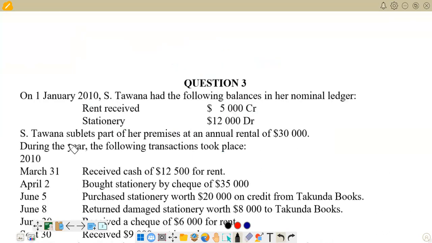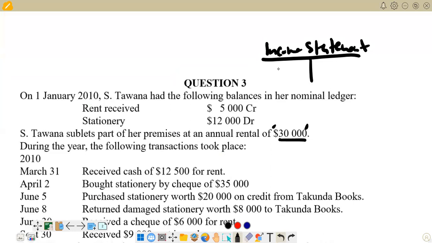Then we go to Estawana subleased part of her premises at an annual rent of 30,000. This is the annual rent that is supposed to be entered in the income statement, or the profit and loss. The double entry that we are supposed to apply to this 30,000 is this: remember, this is rental income, so it's part of income. And when we are in the income statement, let's take note that on the debit side we have expenses.